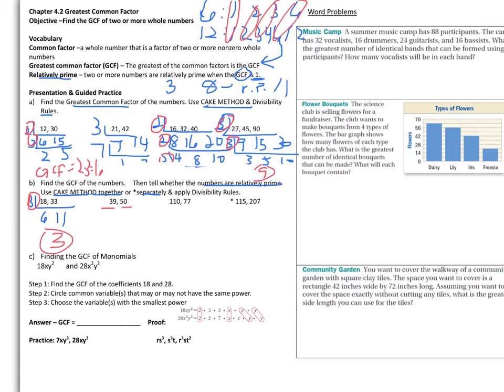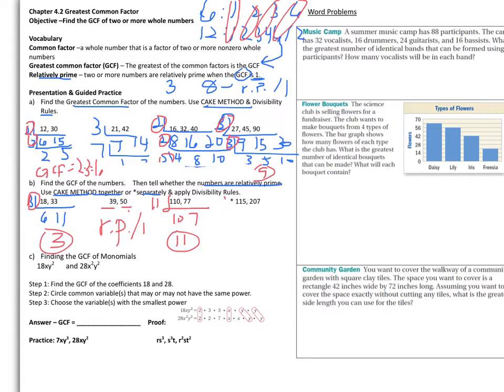And 39 and 50. The sum of the digits of 39 is 12. Then these two numbers don't share any factors other than 1, so we would say they're relatively prime, and the GCF is 1. Here we have 11, 10, 7, and that's it. So our greatest common factor is 11.